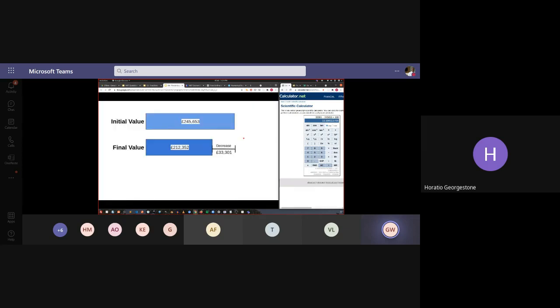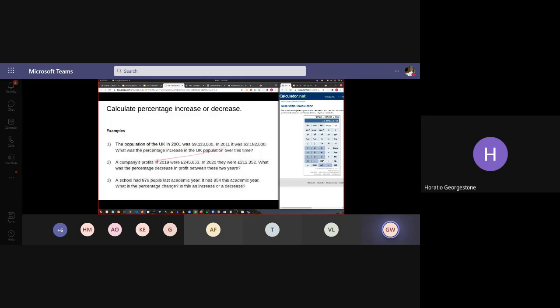And then the third one, just do real quick. A school had 876 pupils last academic year. It has 854 this academic year. What is the percentage change? Is this an increase or decrease? Well, first of all, it's obviously a decrease. You can just see that from the numbers. It's gone down. But I just put that in to highlight that sometimes we might just use the general term percentage change, which is just an umbrella term for percentage increase and percentage decrease.